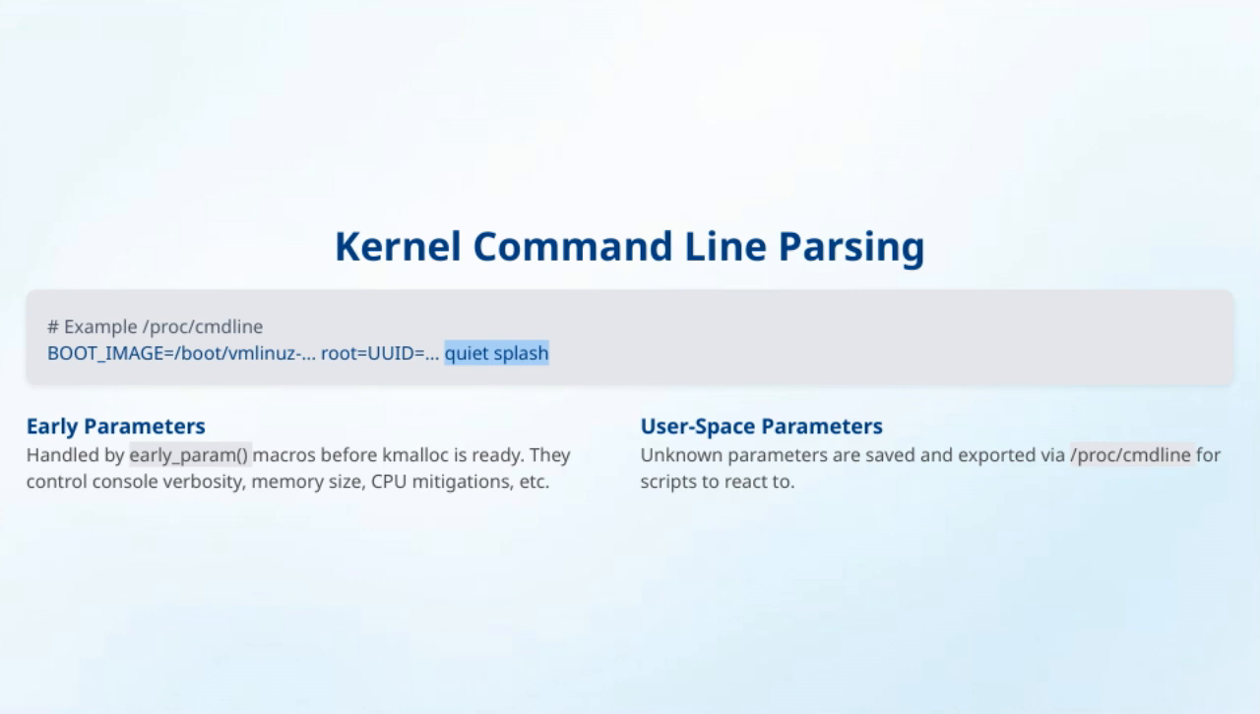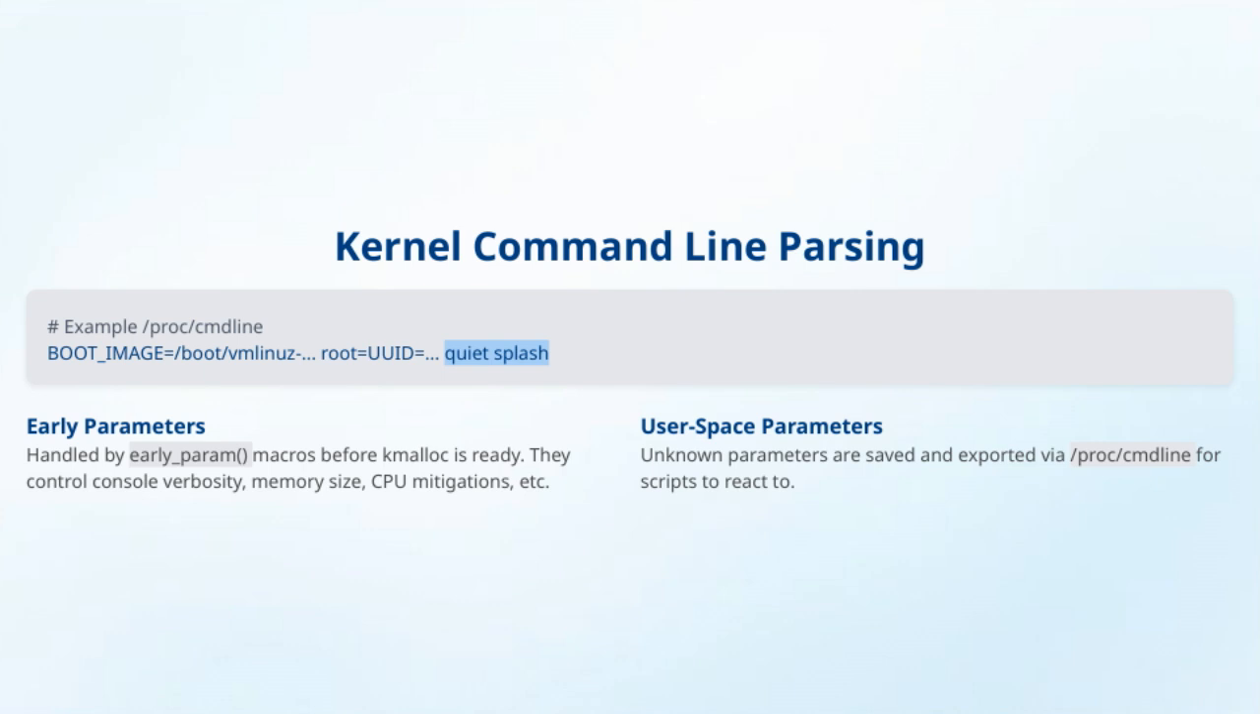Finally, let's look at what we call early parameters. These are typically specified on the kernel command line, like BOOT_IMAGE, root, quiet, splash, and so on. For example, the /proc/cmdline might look like this. BOOT_IMAGE=/boot/vmlinuz, root=UUID=, quiet splash. These parameters are parsed very early during boot, enabling the kernel to configure itself based on what's passed at startup. Understanding these command line options is key, because they influence how the kernel initializes and what options are enabled right from the start.